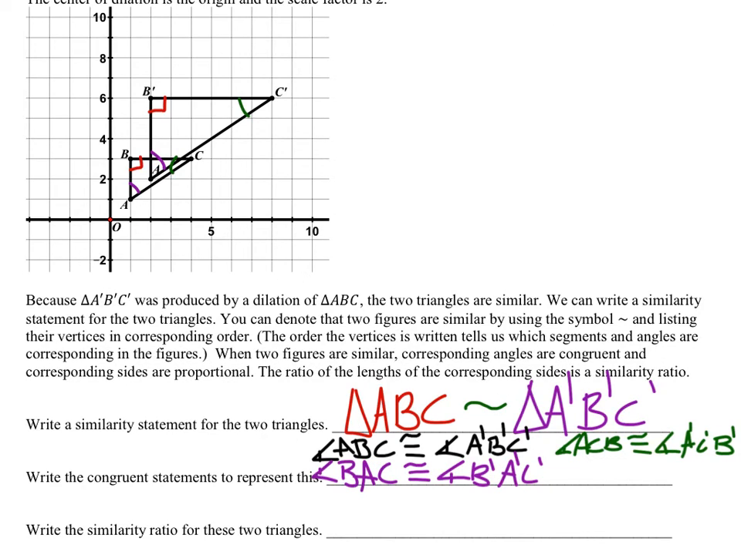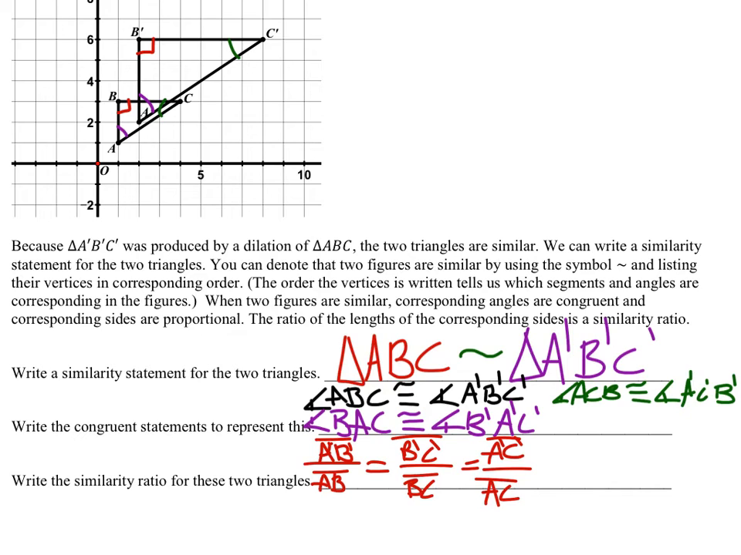Now we've got to write the similarity ratio for these two triangles. Well, the ratios should be the same. What I'm going to do is compare the image to the pre-image. That ratio should be the same for all of them if the two are actually similar, and then we can compare some of the values if we need to. All right, so this is the ratio that shows that these are equivalent.